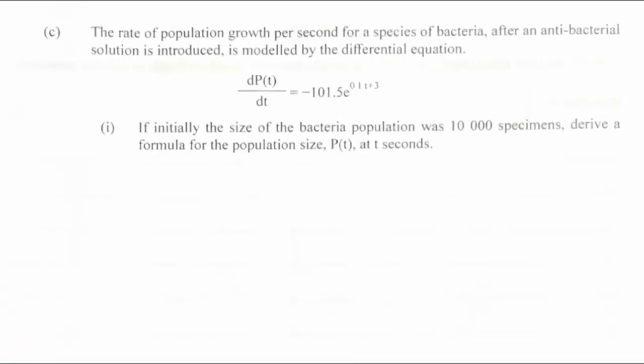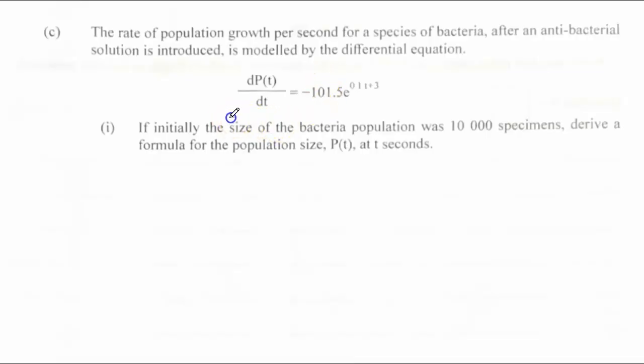The rate of population growth per second for a species of bacteria after an antibacterial solution is introduced is modeled by the differential equation dP by dt is equal to minus 101.5 e to the 0.1t plus 3. If the initial size of the bacteria population was 10,000 specimens, derive a formula for the population size.